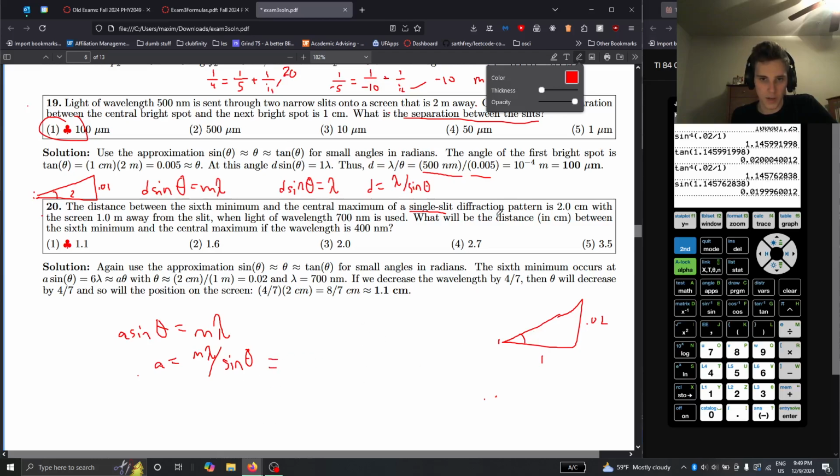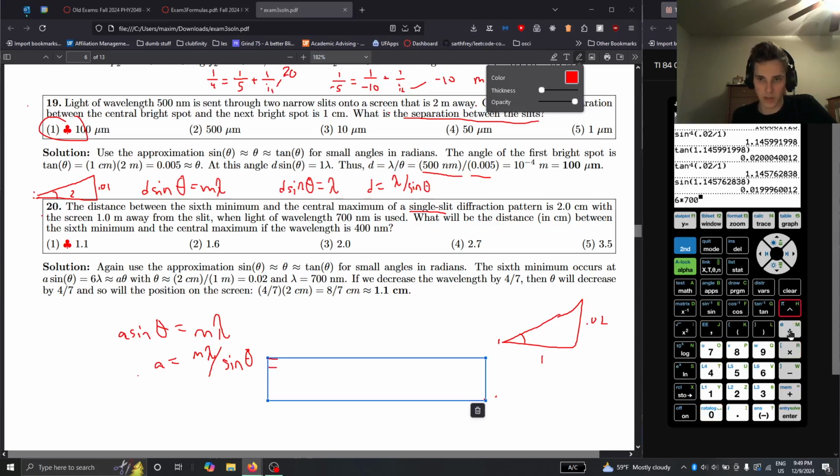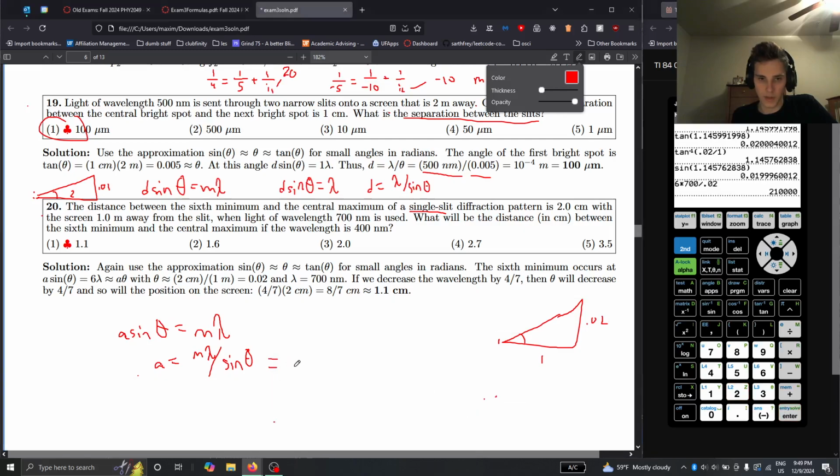So here we have m, which is 6, times a wavelength of 700 times 10 to the negative, who cares, divided by our sine, which is 0.02, and we get a big number, because I didn't scale for units. Whoop-de-doo. So yeah, some factor of that is going to be the distance between the two things. It's probably going to be like 0.21 or something, or something even smaller likely.